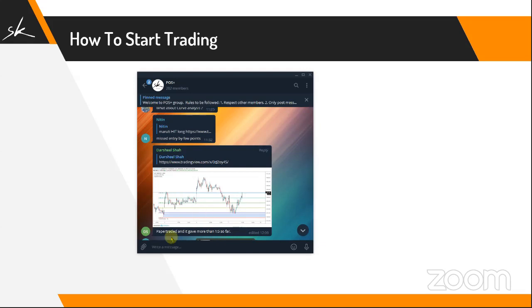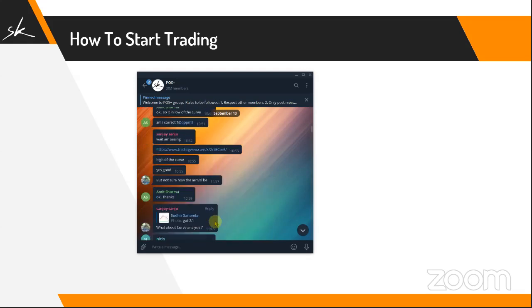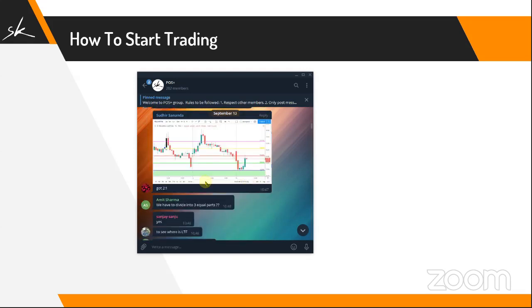Some people might be paper trading. Why? Because they don't want to even take a risk of 100 rupees or 10 rupees when they can do it for free. Why not? So can you see, sharing: I got a 5 is to 1 on this, got a 2 is to 1 on this. Right, can you see got 2 is to 1 on this?